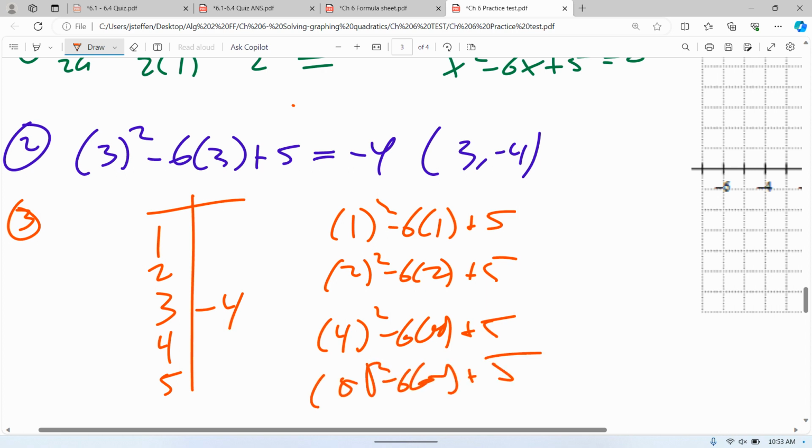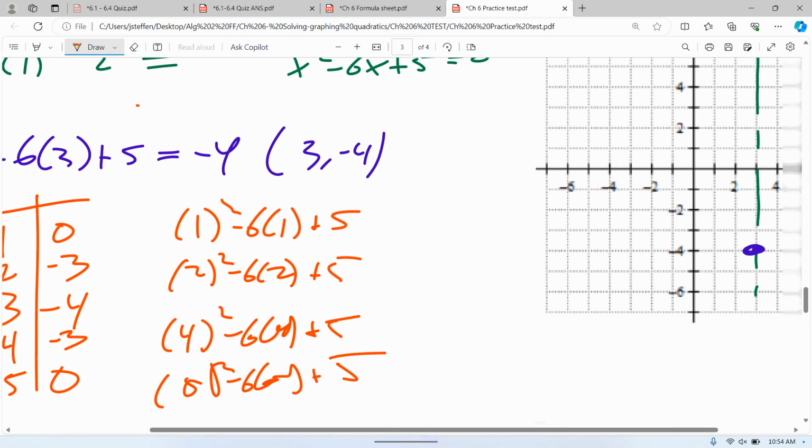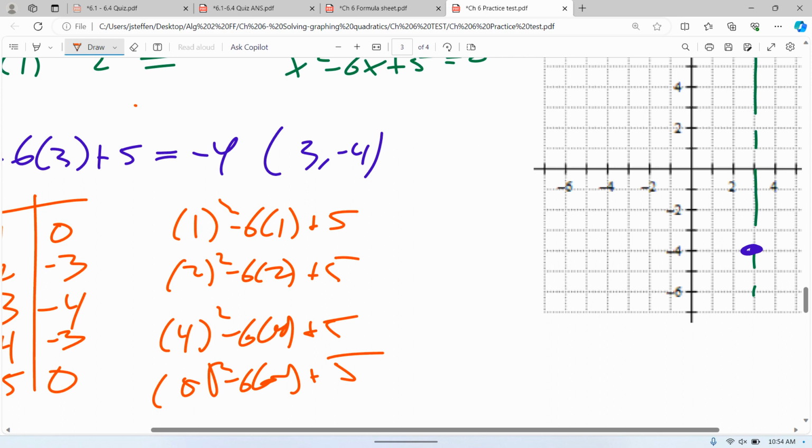Plug in 1, 2, 3, and so on. But again, it's a good idea to double check and actually plug them in. So 2, -3 is right here, 4, -3, and 1, 0, 5, 0.